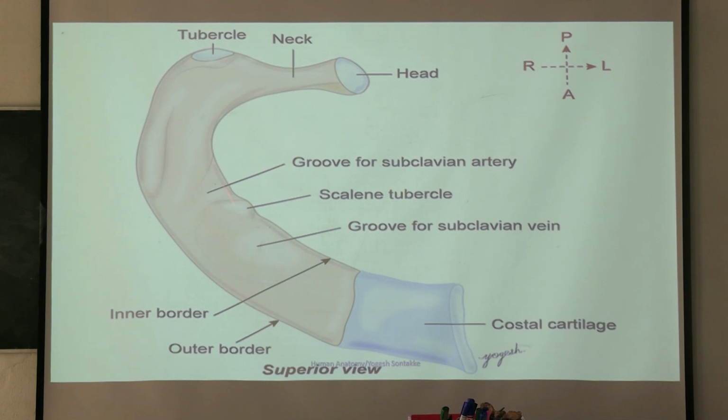On two sides of the tubercle, two grooves are present. Anterior groove is for subclavian vein. Posterior groove contains the subclavian artery and lower trunk of the brachial plexus. And this scalene tubercle provides attachment to scalenus anterior muscle.